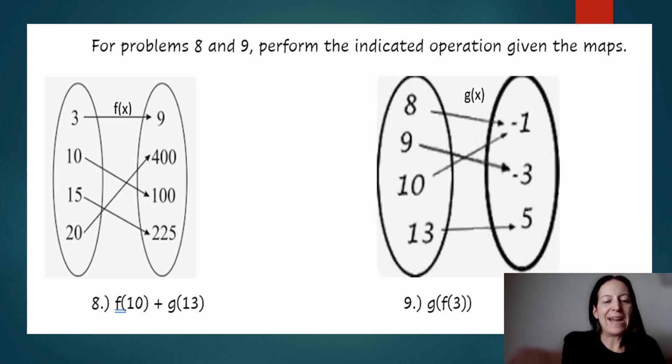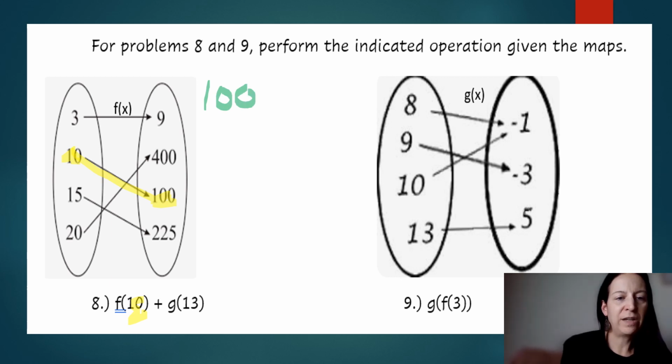For number 8, we have f of 10 plus g of 13. To do this, we're going to come over here and find f of 10. What that means is that x is equal to 10. There's x equal to 10, there's my value. So this would be 100 plus, and then we have to do the same thing over here, g of 13. We come over here, x is 13, so g of 13 is 5, and so my answer would be 105.